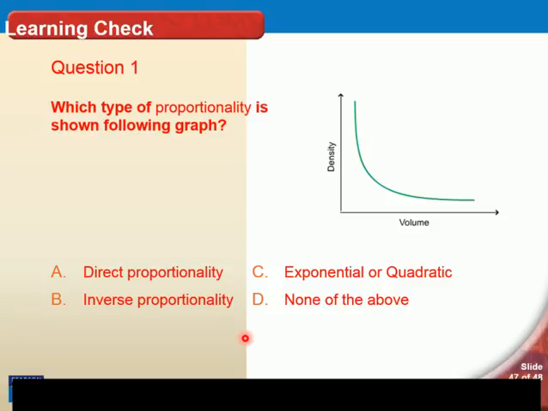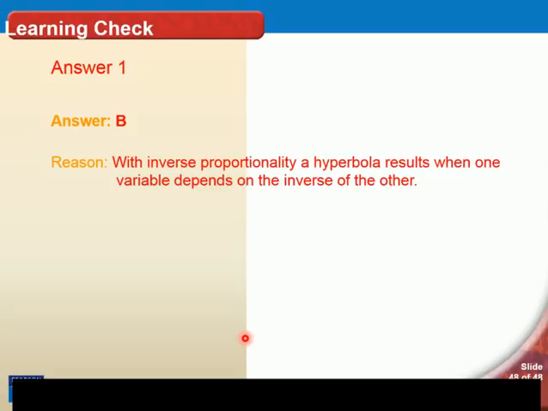All right, let's have a few learning checks in here. First question I'll throw at you. Which type of proportionality is shown by the following graph? Correct answer is B. With the inverse proportionality, the hyperbola results when one variable depends on the inverse of the other. If you go back to the equation that describes that inverse proportionality, you're going to see that it's y equals k divided by x. Right? So y is equal to the inverse of x. So that's an inverse proportionality.